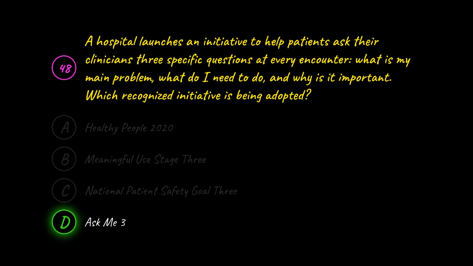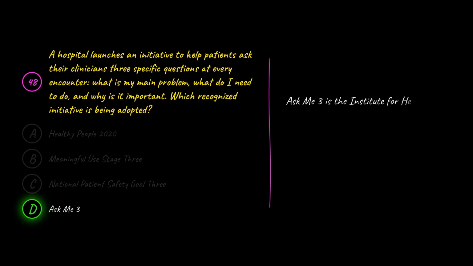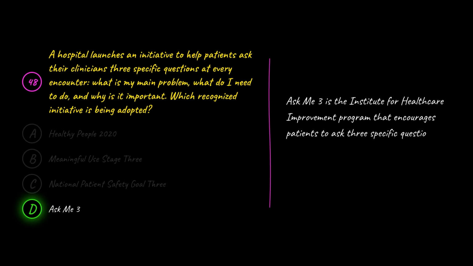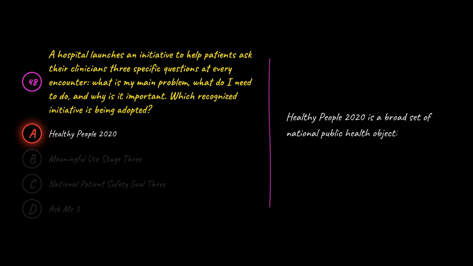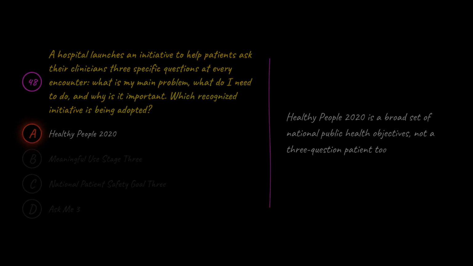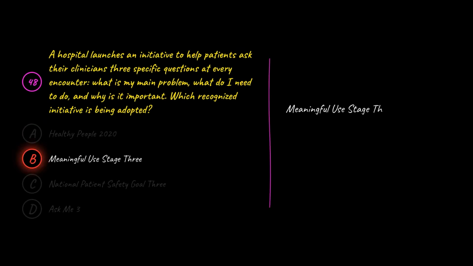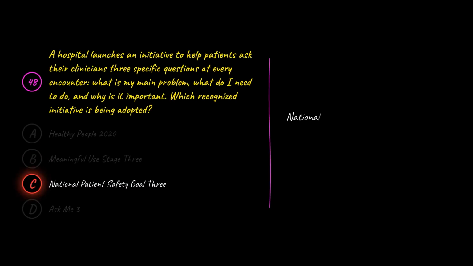The correct answer is D. Ask Me 3. D is correct because Ask Me 3 is the Institute for Healthcare Improvement program that encourages patients to ask 3 specific questions at every visit. It is one of the main tools promoted to address low health literacy. A is wrong because Healthy People 2020 is a broad set of national public health objectives, not a 3-question patient tool. B is wrong because Meaningful Use Stage 3 set EHR certification and use criteria for providers, unrelated to patient questioning. C is wrong because National Patient Safety Goal 3 is a Joint Commission safety goal, not a health literacy program.